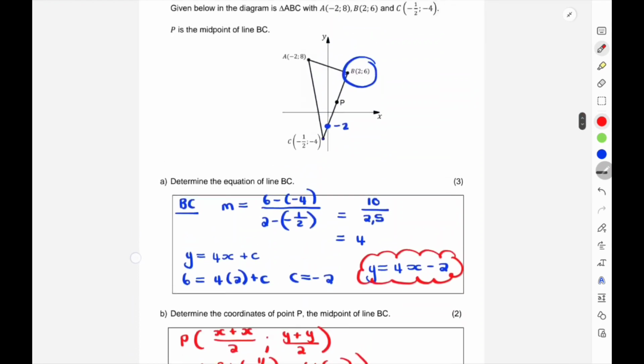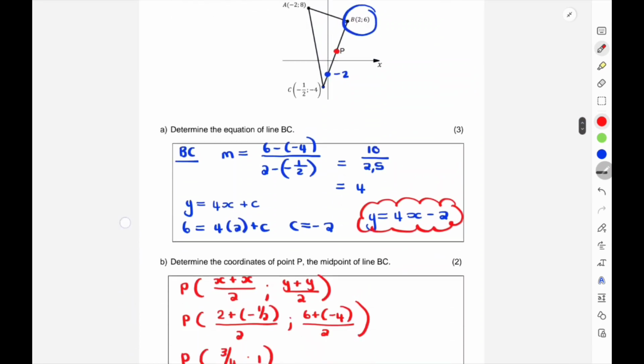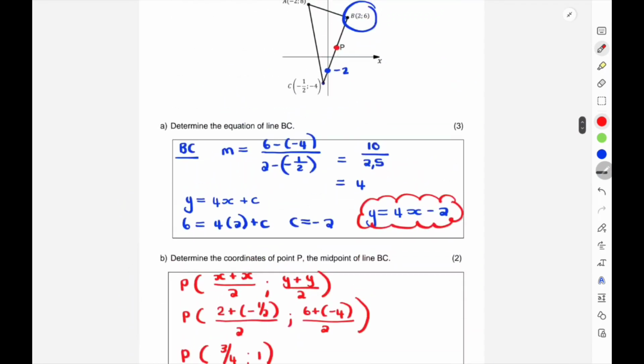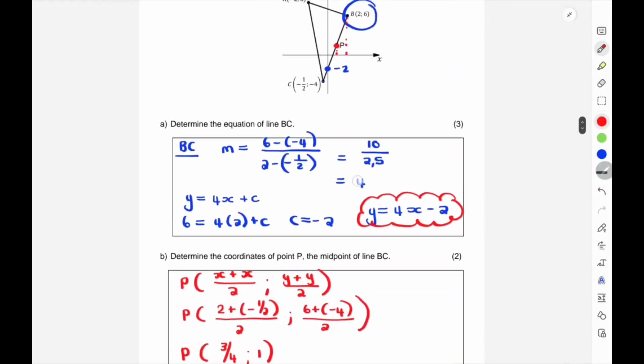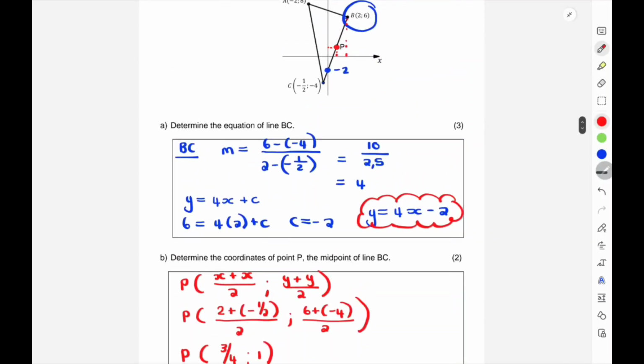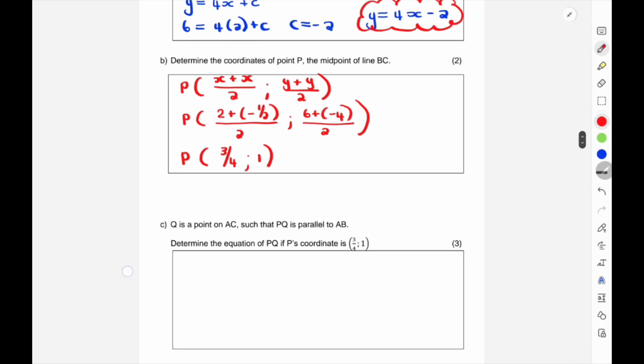Let's just see if that makes sense. If P over there gives you 3/4, if that one point there is 2, luckily 3/4 is less than 2, and 1 is a positive. Yes, okay, so it makes sense.